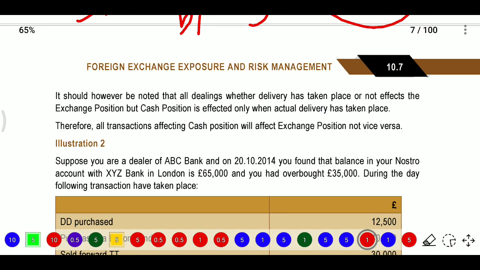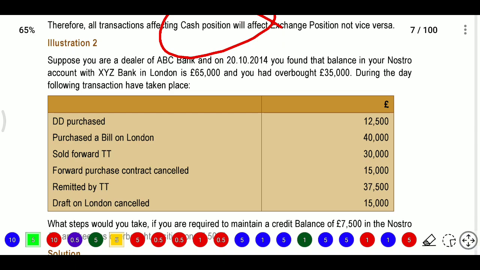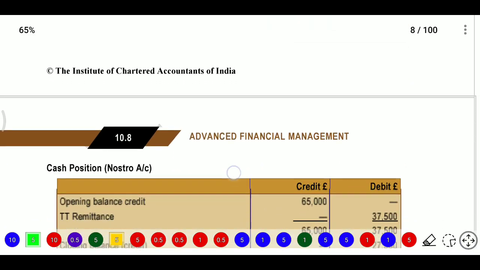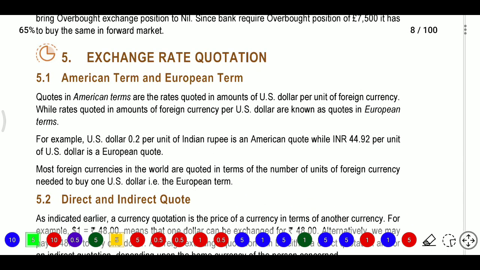We should note that all dealings, whether delivery has taken place or not, affect the exchange position, but cash position is affected only when actual delivery has taken place. All transactions affecting cash position will affect the exchange position, not vice versa. That is the scenario for Nostro, Vostro, Loro. They provide one illustration. All illustrations and test your knowledge questions will be done in another video.